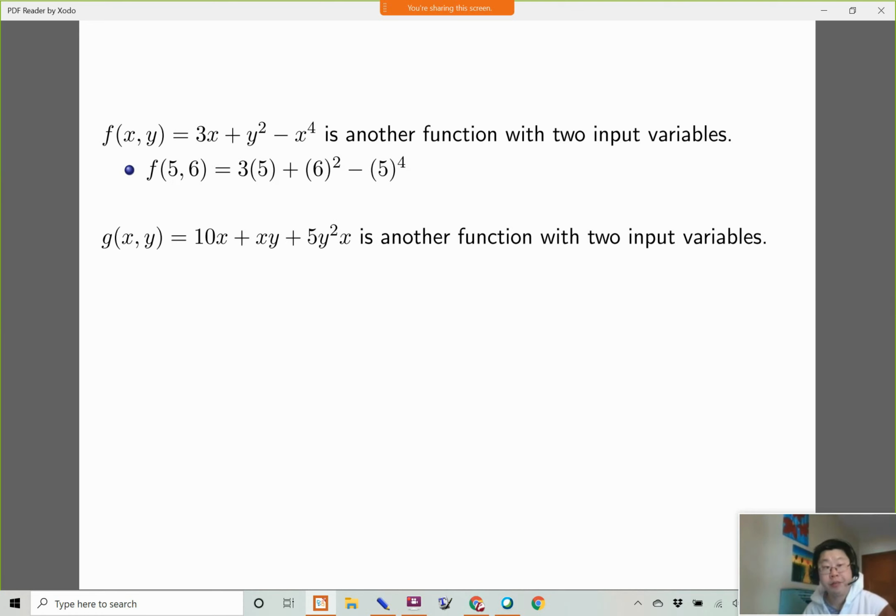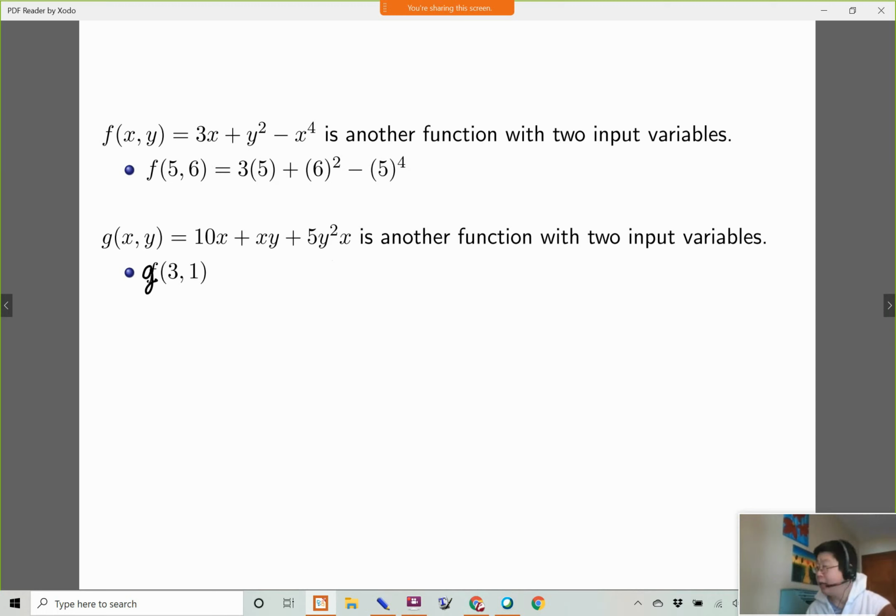Here's another example, another function with two input variables. So g of x comma y. x is one input variable, y is the other input variable. The formula for the output here is 10x plus xy plus 5 times y squared times x. The square does not affect the 5. I wrote it a little funny here, just for emphasis, to always read things using the order of operations. Oh, a little typo in my notes. That should be a g.